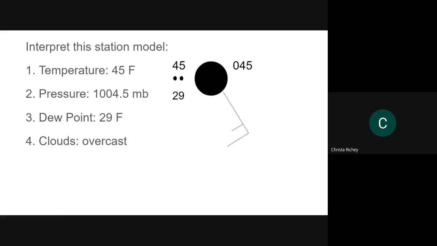How fast is it blowing? How many knots? It tells us with the feathers. Okay. 15 knots. One long, one short is 10 plus 5. You can add them. And then, are we having any precipitation? What does dot mean?